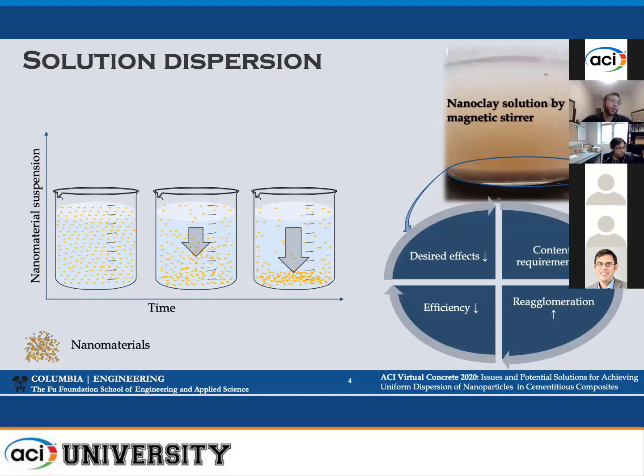Now, this reagglomeration process causes a decrease in the desired effect that we want to get out of the nanomaterials that we're using. And in order to achieve the same properties, we then have to increase the content dosage. That increase in dosage will decrease the distance between the nanoparticles in the solution, which will further drive the reagglomeration process. So this cycle will overall decrease the efficiency of our nanomaterials, especially when used in solutions.